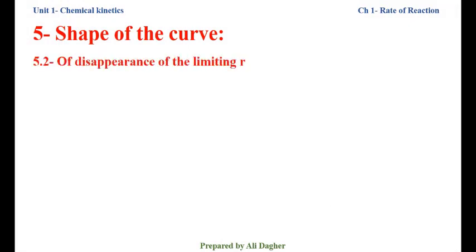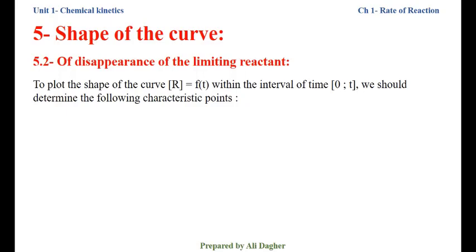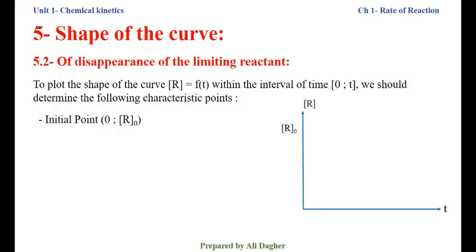5.2, disappearance of the limiting reactant. To plot the shape of the curve concentration of reactant equals F of t within the interval of time 0 to t, we should determine the following remarkable or characteristic points. Initial point 0, initial concentration of reactant. We locate this point, 0 and initial concentration of reactant.